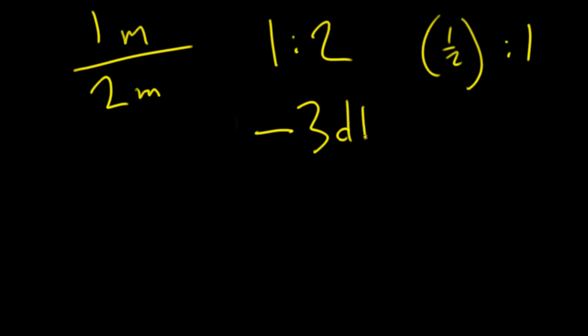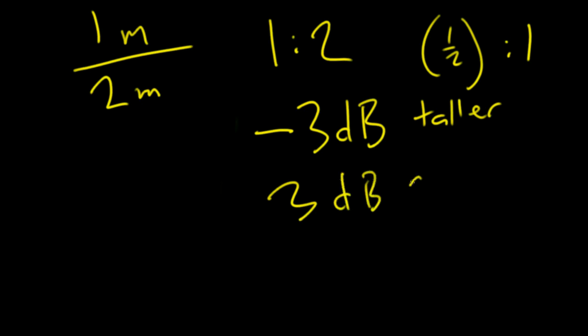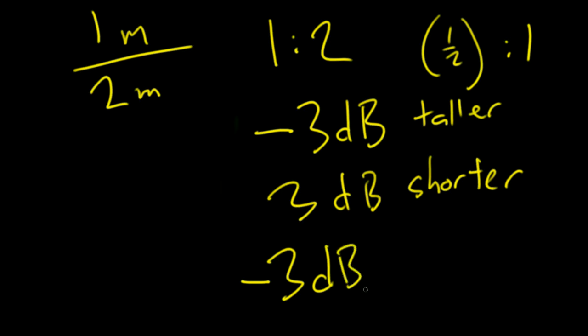So he's negative 3 dB taller than me. Or you might say he's 3 dB shorter. But don't say he's negative 3 dB shorter. Say he's negative 3 dB taller. What is his height in dB mics? His height is negative 3 dB mic. Now in this case, I'm actually 3 dB taller than him, and he's negative 3 dB taller than me.